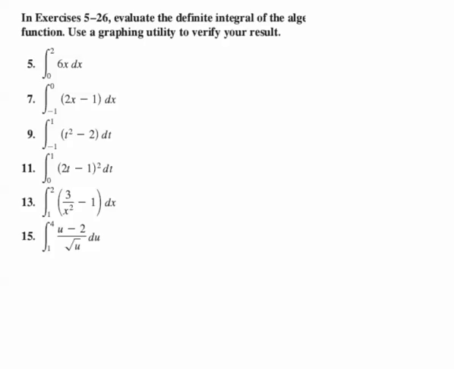In this section we begin to work with definite integrals. The definite integrals have these limits of integration. For example, in problem number 5, from 0 to 2. And those are x values. And all that means is that we're looking for the area under the curve of the function y equals 6x from x equals 0 to x equals 2.